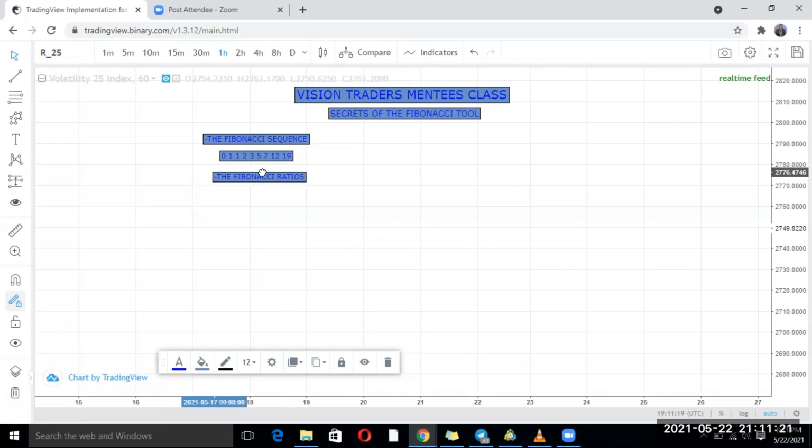Now, what are the Fibonacci ratios? We've seen those numbers on our Fibonacci tool, where we see 0, 23.6, 38.2, 50%, 61.8, and 100%. Those are our Fibonacci ratios. The 23.6, the 38.2, yes, these are Fibonacci ratios.